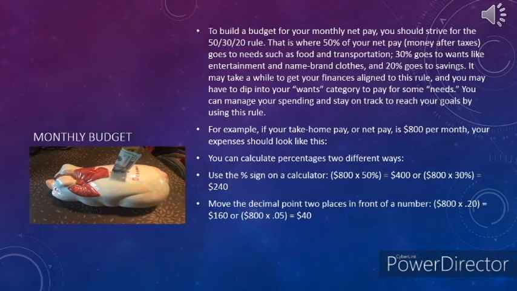For example, if your take-home pay or net pay is $800 per month, your expenses should look like this. You can calculate percentages in two different ways. Use the percent sign on a calculator. 800 times 50% equals 400, or 800 times 30% equals 240. Move the decimal point 2 places in front of a number. 800 times 0.20 equals $160, or 800 times 0.05 equals $40 of monthly savings.